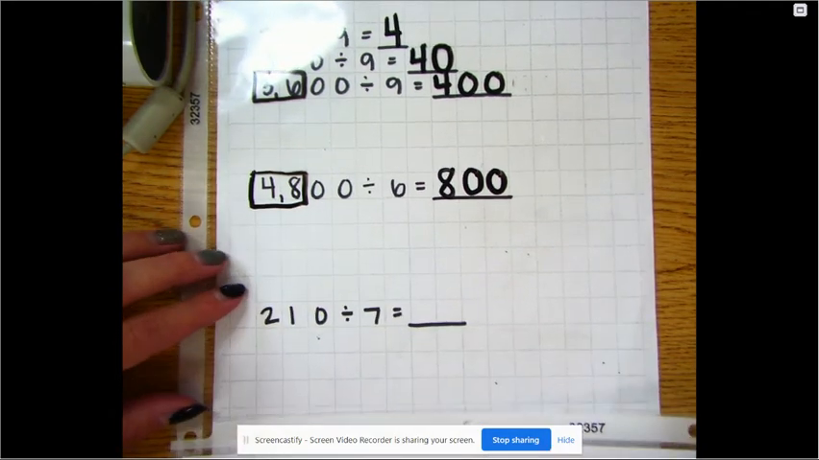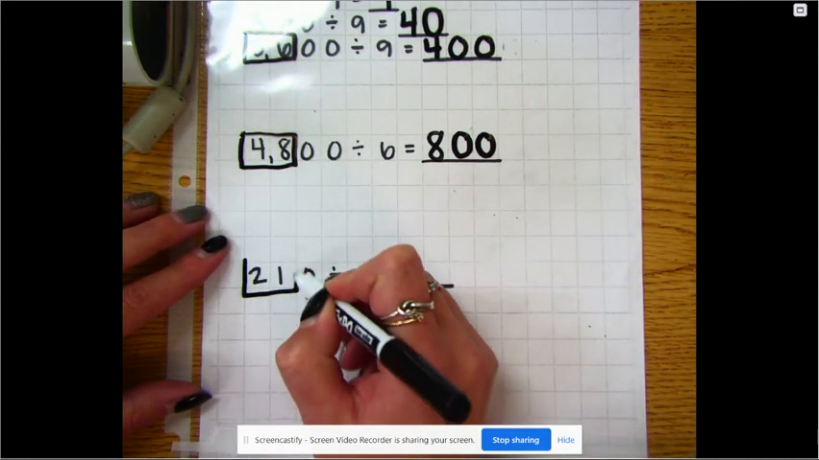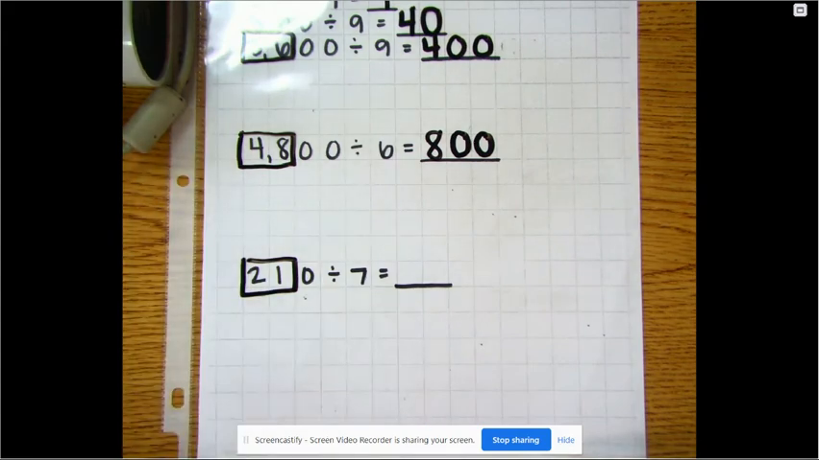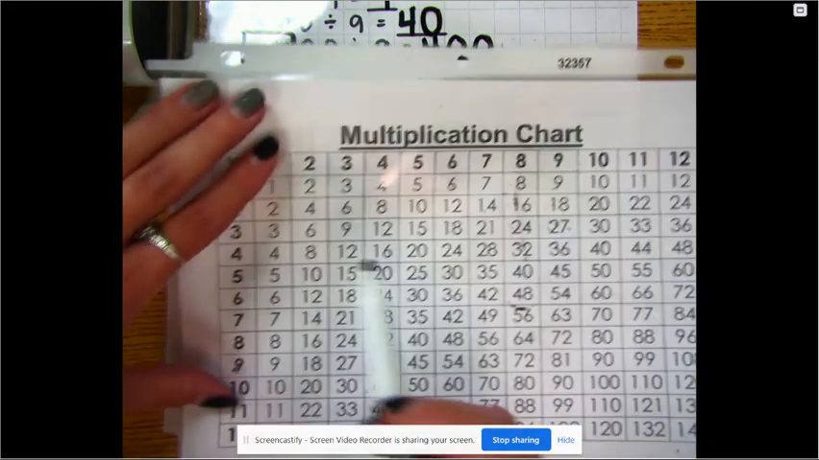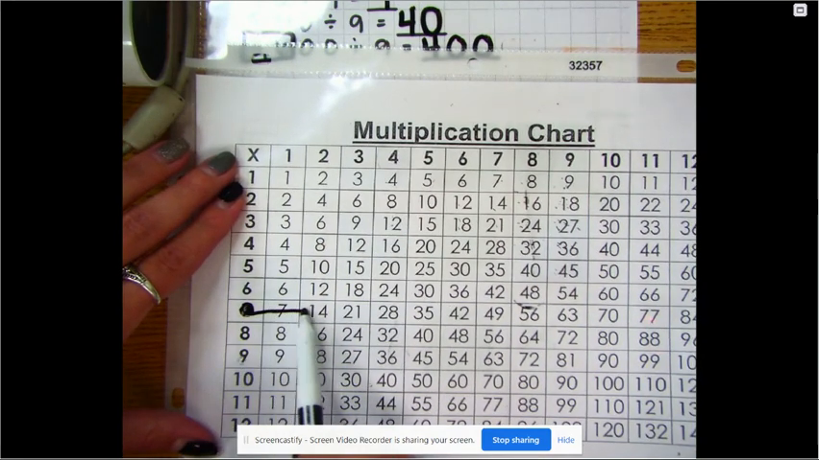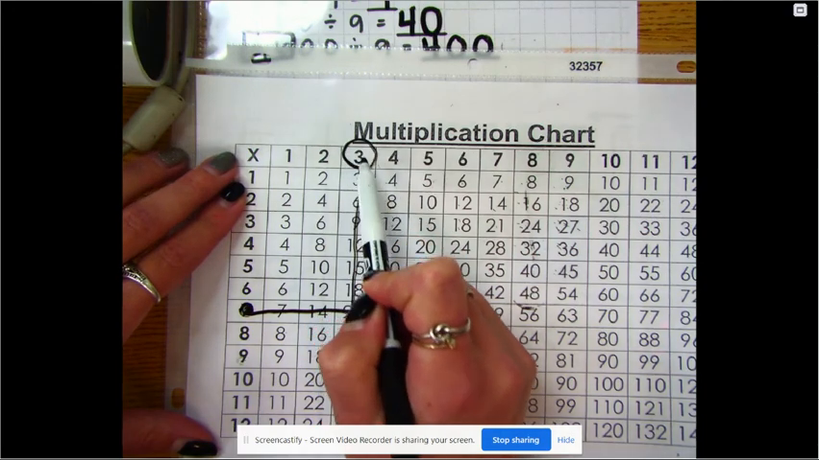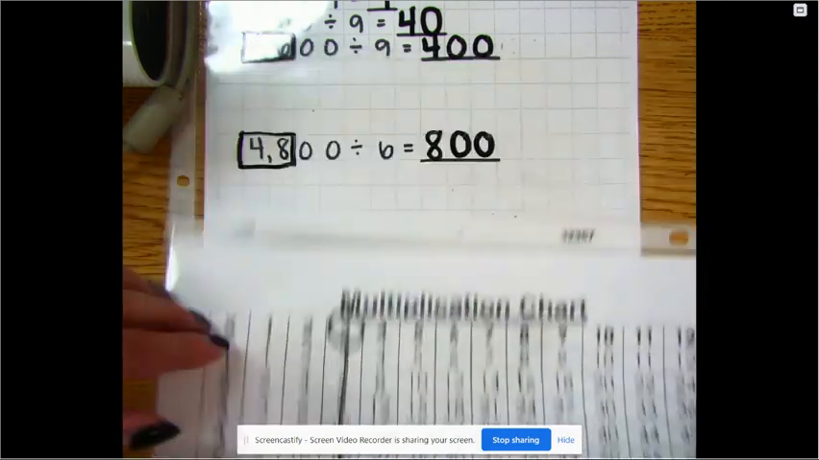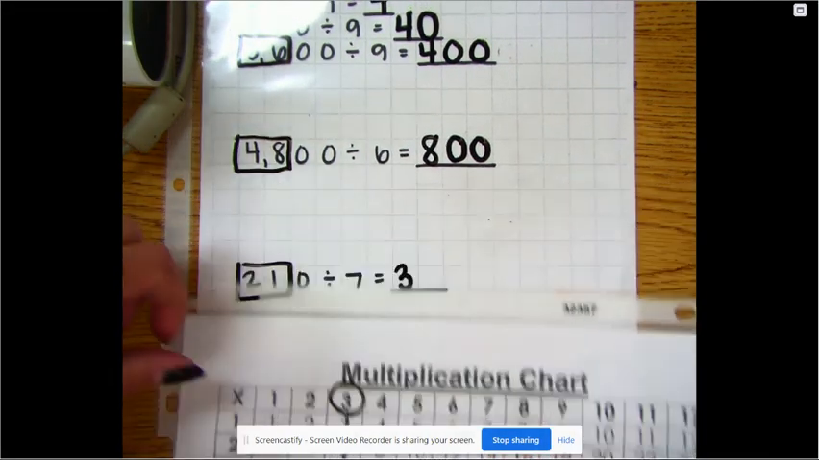Let's do one more example. Here I have 210 divided by 7. I don't know that, but what I do know is that I can find 21 divided by 7. So I'm going to start with my divisor, my 7, my smaller value, and I'm going to look for 21. It goes in perfect. How did I get there? 3. 3 is going to be my first digit in my quotient.